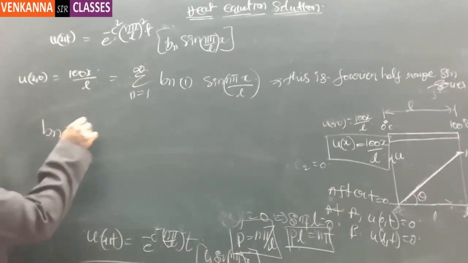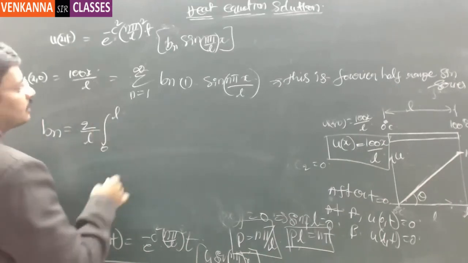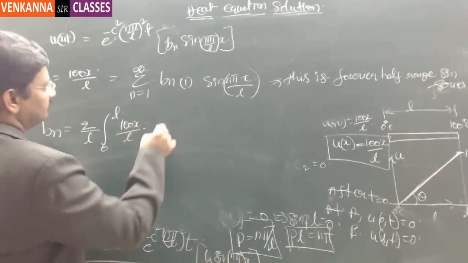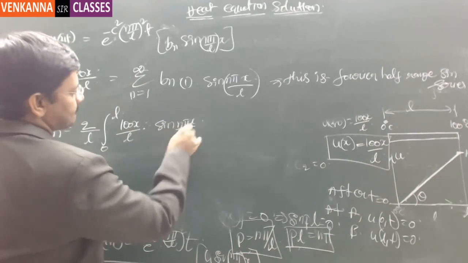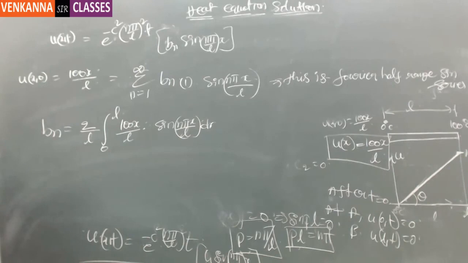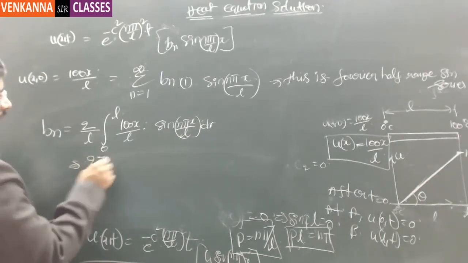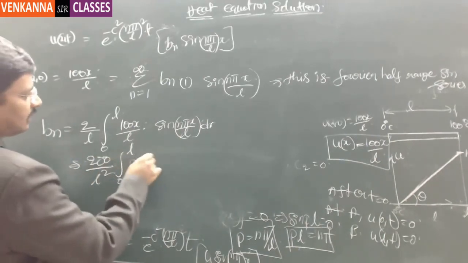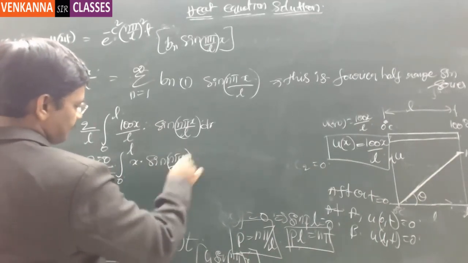Bn is equal to 2 by L times the integral 0 to L of the equation, that is 100x by L, into sin n pi x by L into dx. So this is how actually we will be finding out the Bn value. This Bn is going to be 200 divided by L square, integral 0 to L, x times sin n pi x by L into dx.